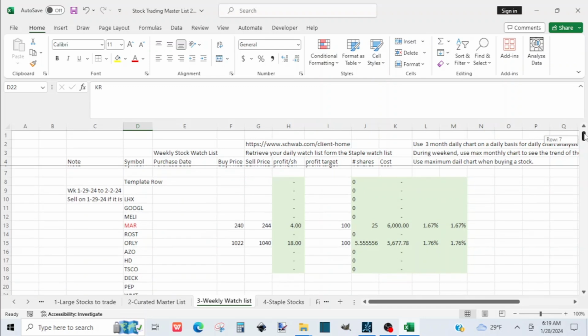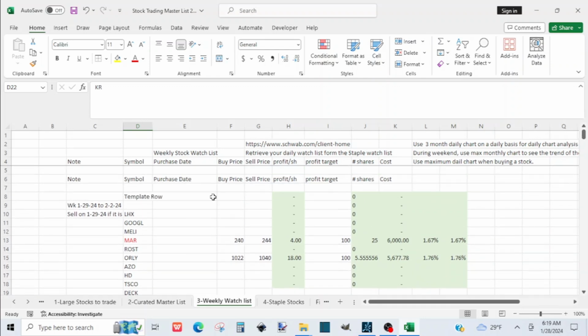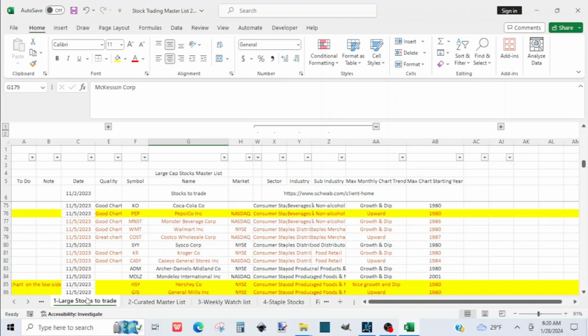I have the previous week's one below. I try to have on the spreadsheet the estimated buy price, the sell price, the profit per share, and the target profit to see how many shares I need to buy and how much it's going to cost me. And I have a target of a certain dollar amount that I like to stay within, the amount that I will spend a week purchasing stock.